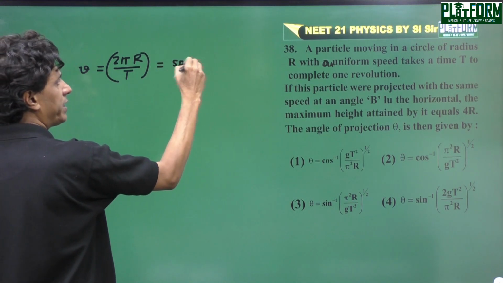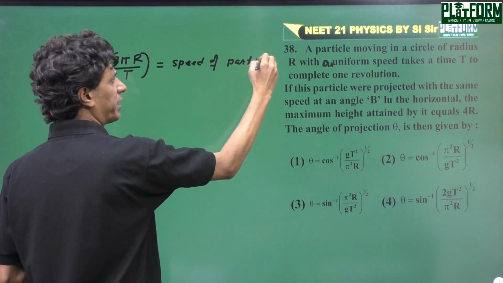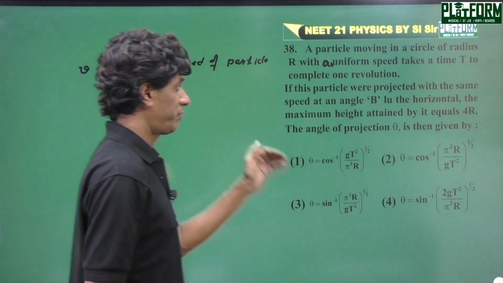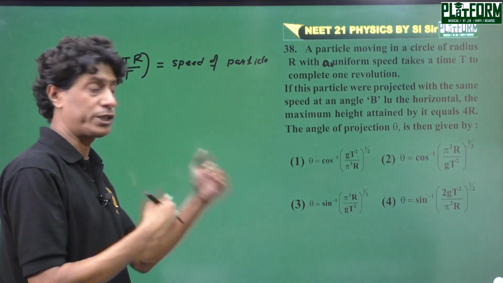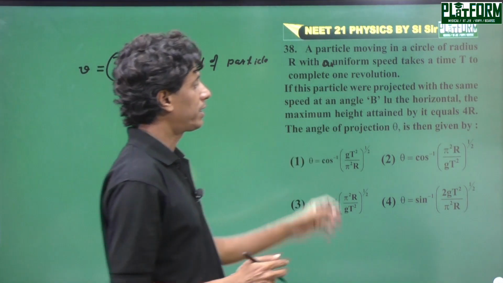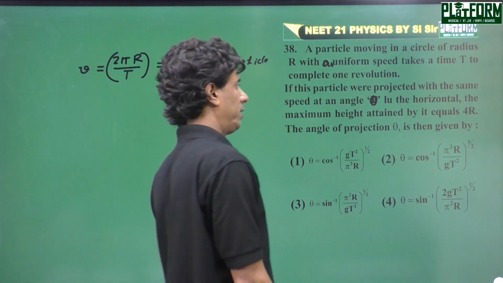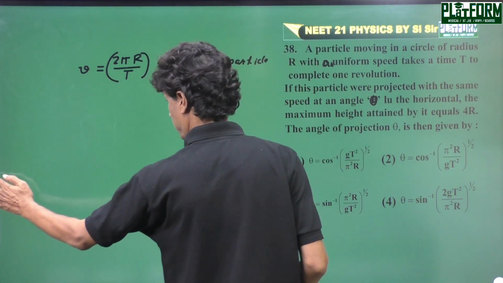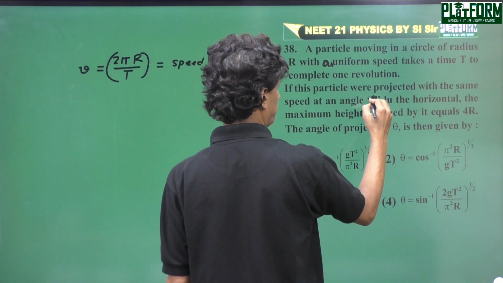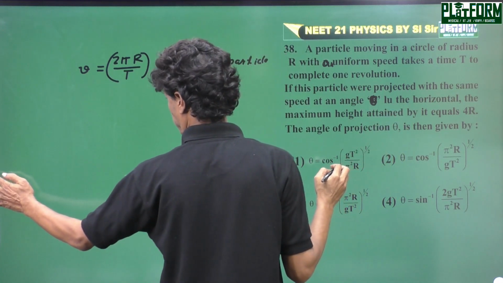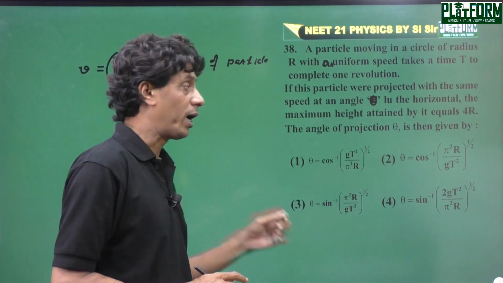So the first stage of this problem is from circular motion. If this particle were projected with the same speed, connecting it to projectile motion, projected with the same speed at an angle theta with the horizontal, the maximum height attained by it is 4r.